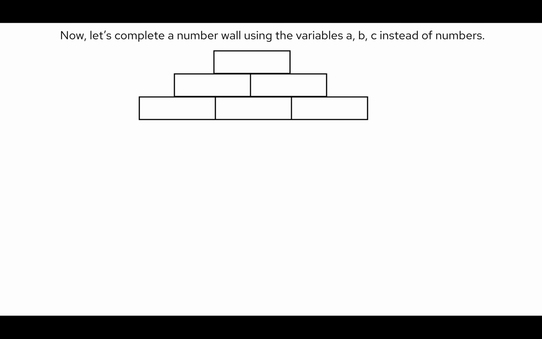And because we're going to be using different numbers, we're going to use different variables. So let's use A, B, and C. So for the second row, it's A plus B, and then B plus C.